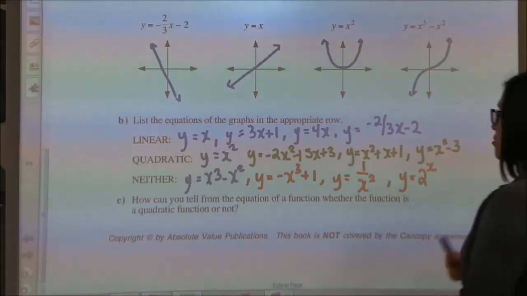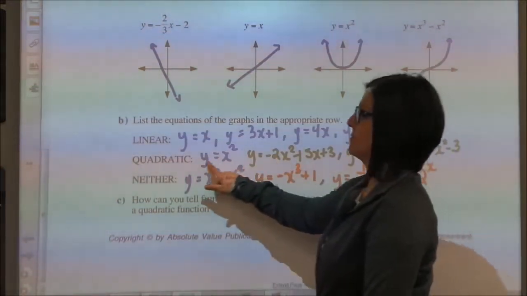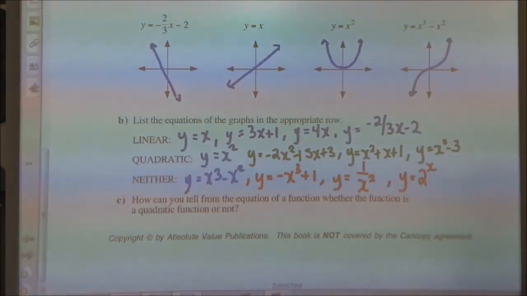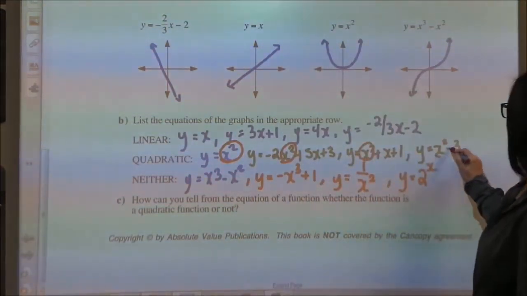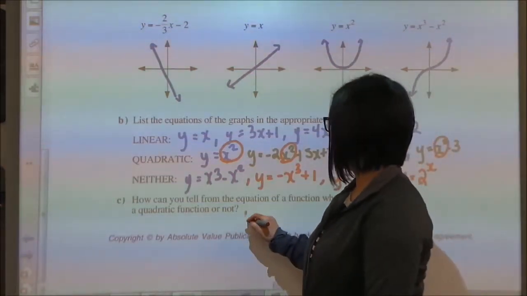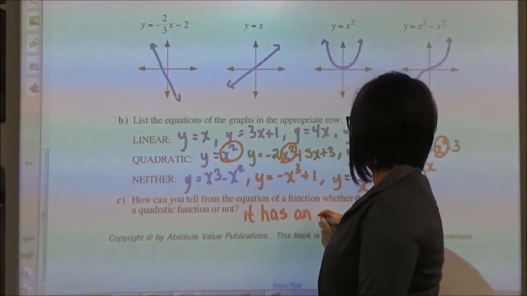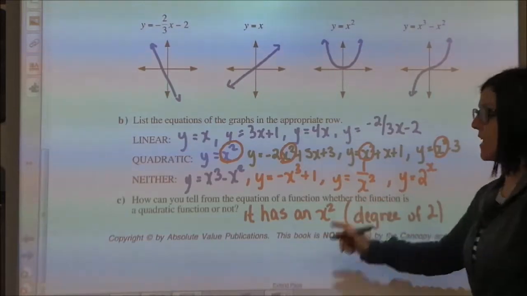So, how could you tell, given an equation, whether or not I have a quadratic or not? So what did all these have in common? Y equals x squared, y equals negative 2x squared plus 5x plus 3, y equals x squared plus x plus 1, y equals x squared minus 3. They all have squared. They all have an x squared. So how can you tell from the equation of a function whether it is a quadratic or not? It has an x squared. Or you could say it has a degree of 2, which is the same thing as it being an x squared.